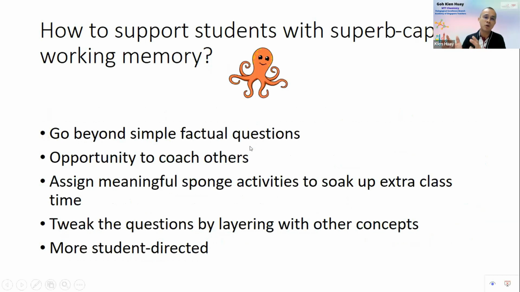Before we go on to the concept cartoon, we also don't want to forget those students with super working memory capacity. It's an opportunity for you to go beyond factual questions, which I don't think is something that we're unfamiliar with. Give them the opportunity to coach their classmates. And if need be, you have what we call a time filler, or in this case, a sponge activity, that allows them to stretch themselves. You may want to provide them with more synoptic questions right at the end of the lesson.